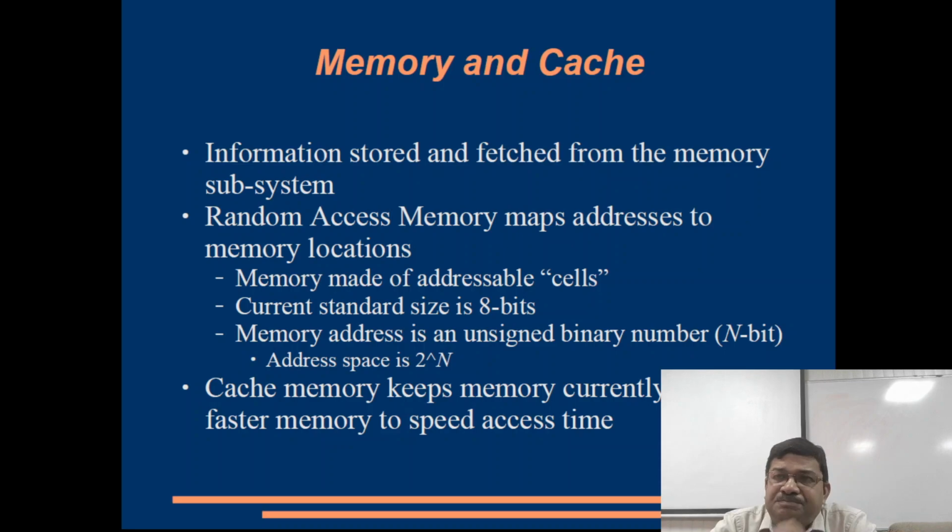Cache memory is faster than random access memory, and it keeps the memory currently in use in faster memory. That is called cache memory, so that your program execution is faster. The data can be accessed in relatively shorter time than accessing it from RAM or the hard disk.